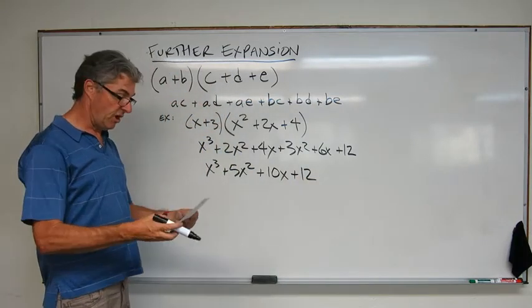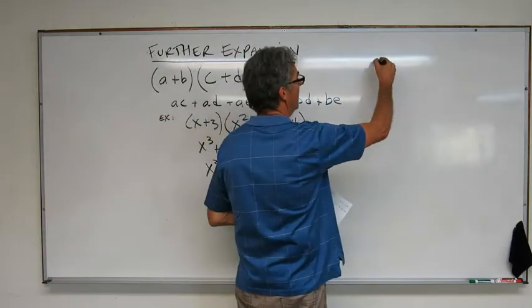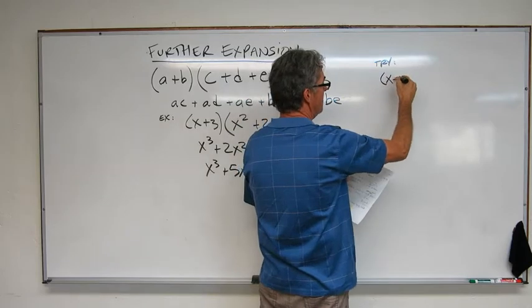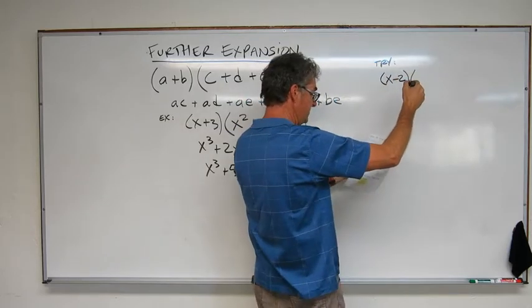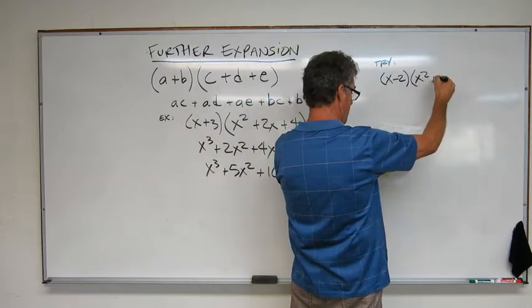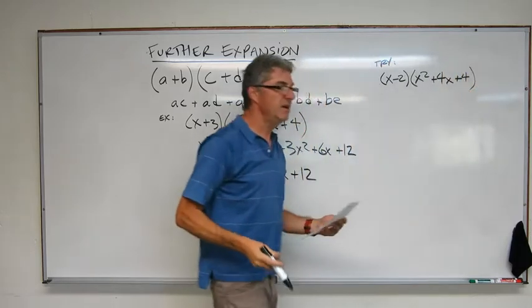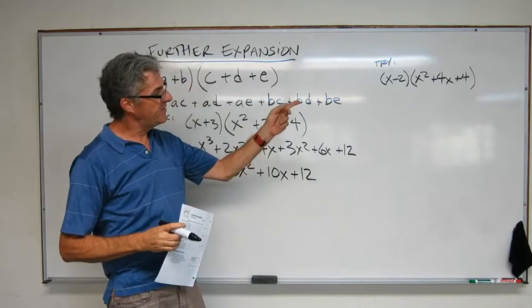Let me give you one to try. This one will be (x minus 2) times (x squared plus 4x plus 4). So pause the video and give that one a shot.